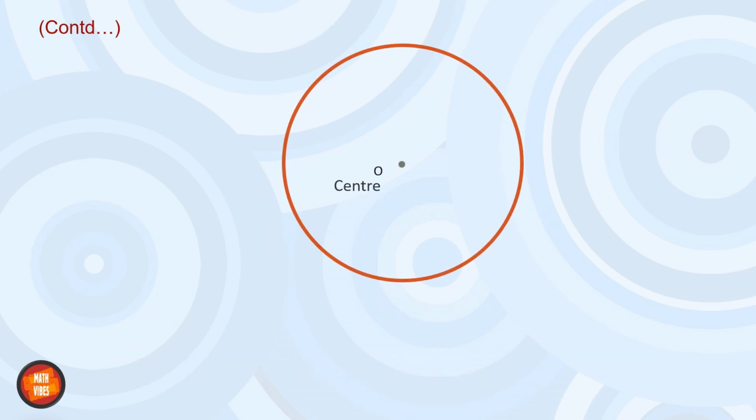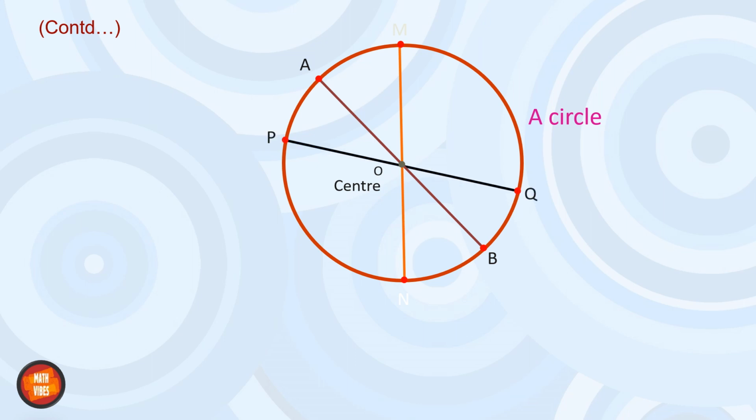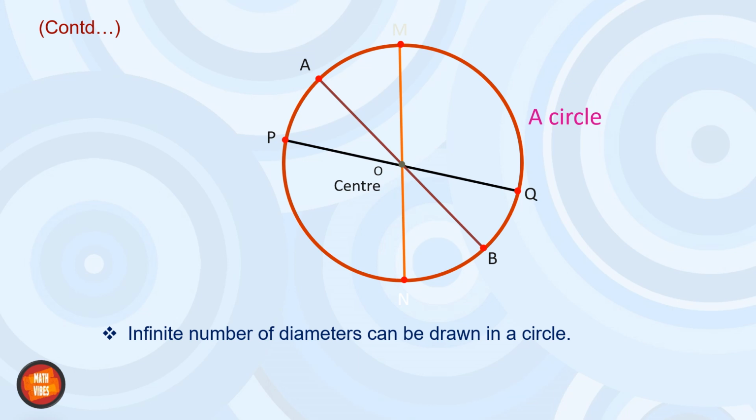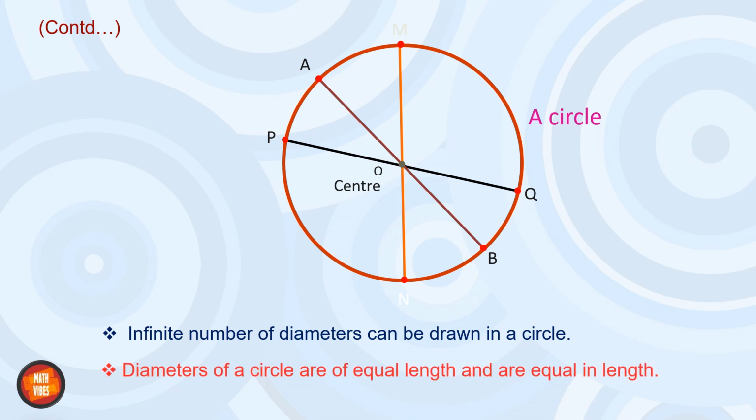Now next again we have a circle over here. Now let us study some other important facts about diameter. Okay, now again this is a circle, this is a diameter, but we can have a diameter like this also. We can have a diameter like this also. So we can have infinite number of diameters in a circle, and they all will be of equal length. Okay, diameters of a circle are of equal length. So here I have written it twice, so ignore that.